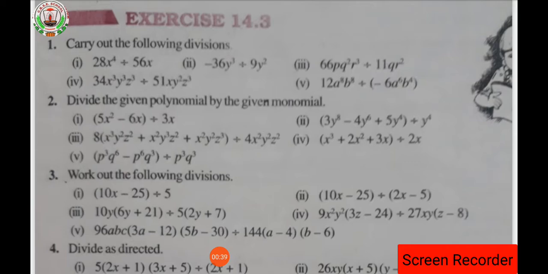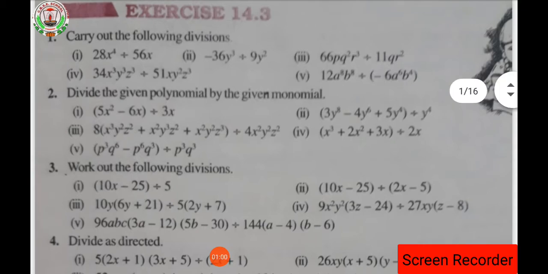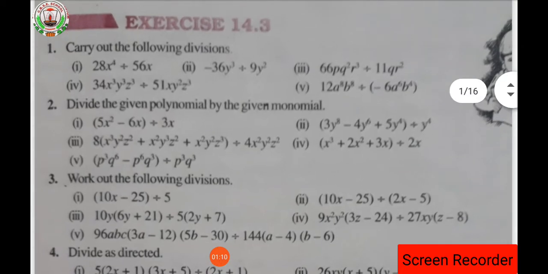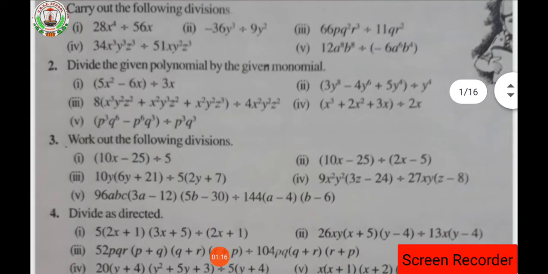Okay, so first is 28x to the power 4 divided by 56x. So division is very well known, isn't it? You have to divide the numbers along with the variables. Clear? In the second question, what you have to do? Divide the given polynomial by the given monomial. Polynomial means more than 3 terms, isn't it? And monomial means 1 term only, isn't it? So in question number 2, we have to divide the polynomial by the monomial terms over here. Clear? Now what is said in question number 3?